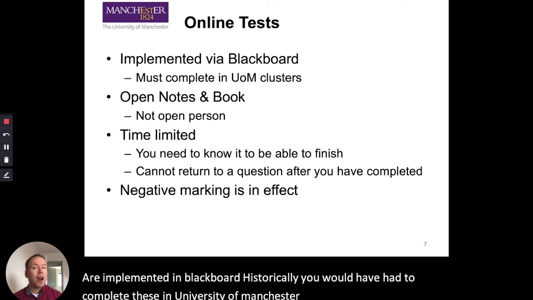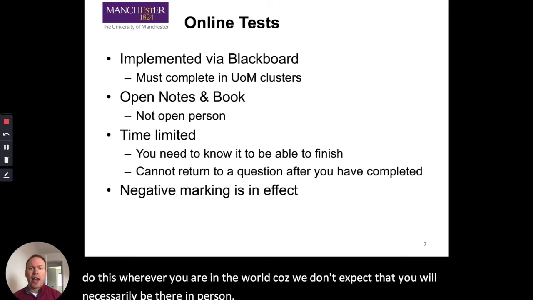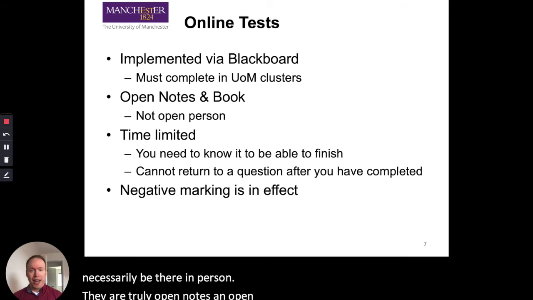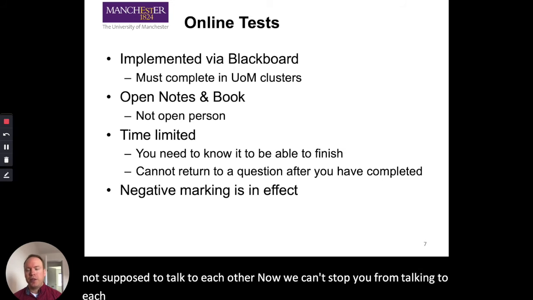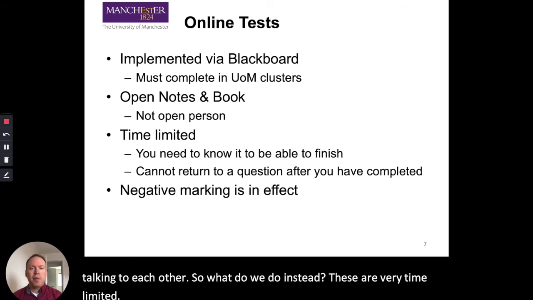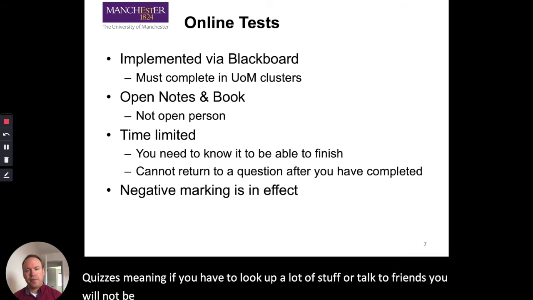However, you can do this wherever you are in the world, because we don't expect that you will necessarily be there in person. They are truly open notes and open book, open internet even, but you are not supposed to talk to each other. Now, we can't stop you from talking to each other. So what do we do instead? These are very, very time limited quizzes, meaning if you have to look up a lot of stuff or talk to friends, you will not be able to finish them.